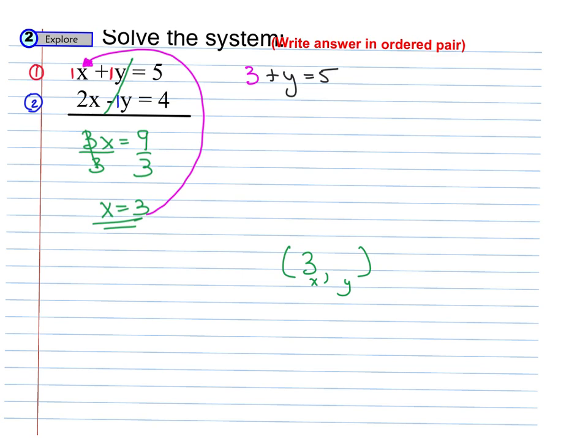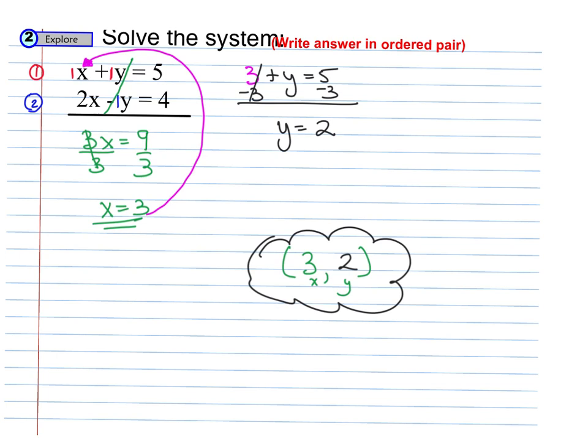And then I'm going to subtract 3 from both sides. And I'm going to get y is equal to 2. So that means my ordered pair here would be (3, 2). Pretty straightforward. A little bit less work because there's no solving for a specific letter.